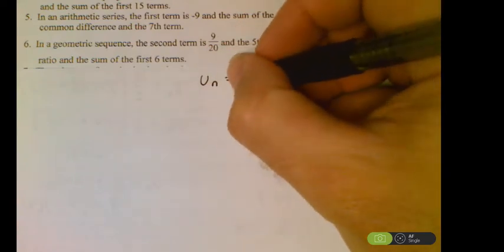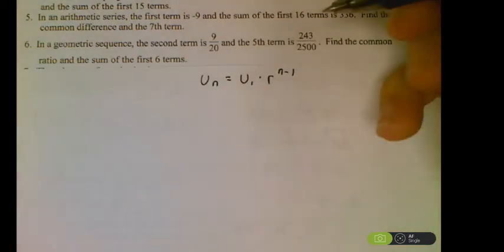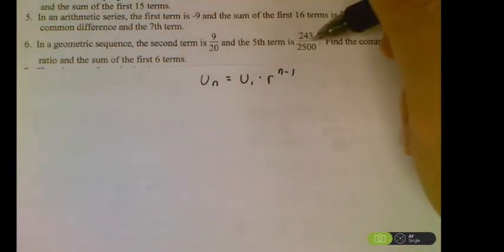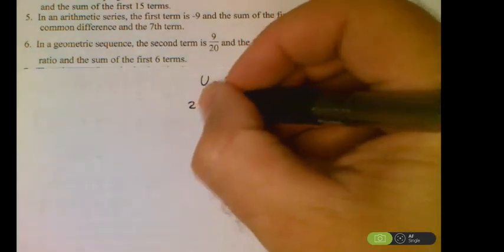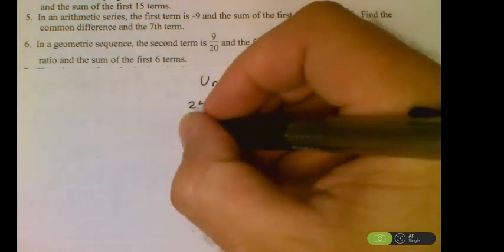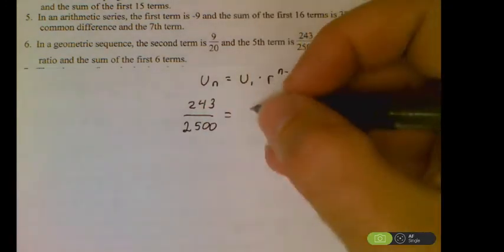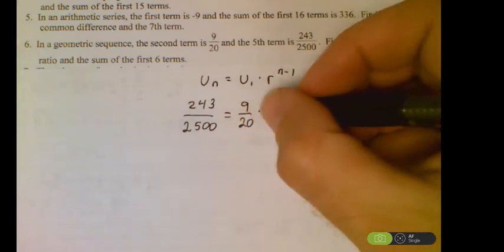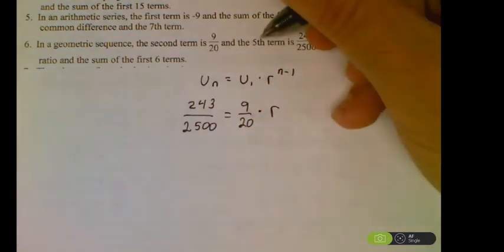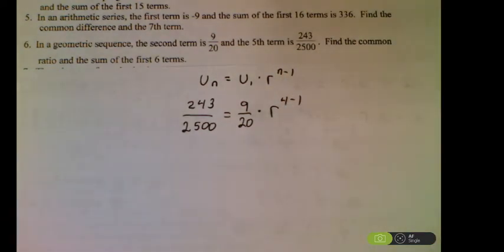So we're using our u of n formula for geometrics. So u1 times r to the n minus 1. So again, we're going to treat this as the fourth term. So we got the 243 over 2500, and we're going to treat that as our first term, so times r to the 4 minus 1, since we were treating that as our fourth term.